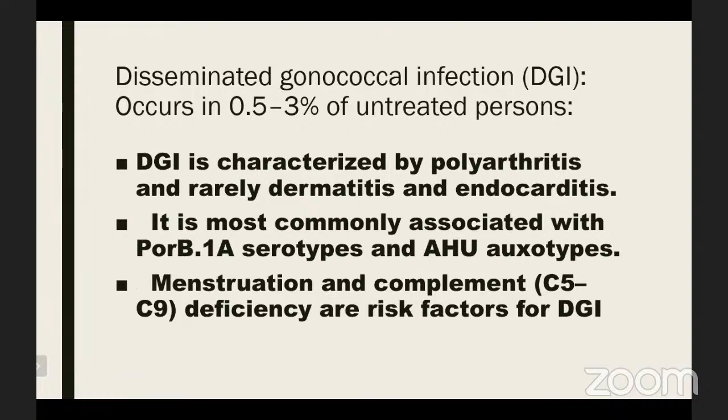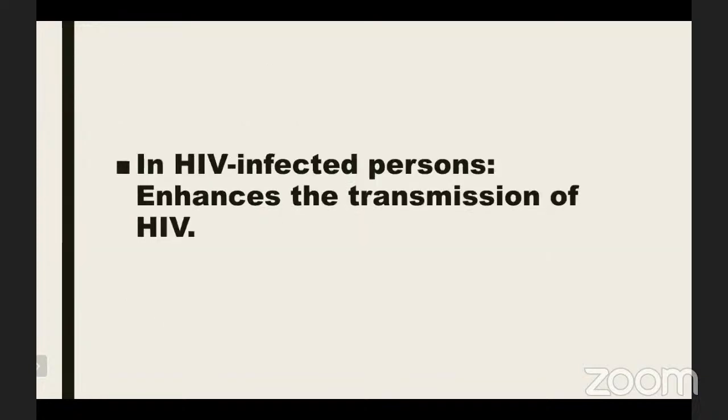Next one is the disseminated gonococcal infection. It will occur in 0.5 to 3% of untreated persons. It is characterized by polyarthritis, and rarely dermatitis and endocarditis are seen. Most commonly, it is associated with PorB1A serotypes and AHU auxotypes. Menstruation and complement deficiency are risk factors for disseminated gonococcal infection. In HIV infected persons, it will enhance the transmission of HIV.